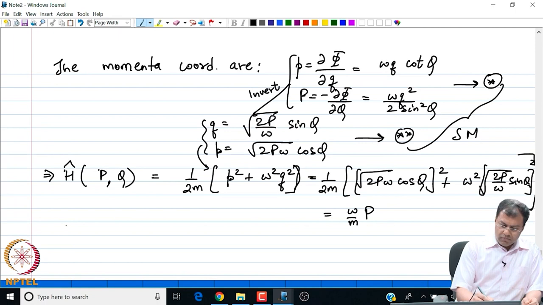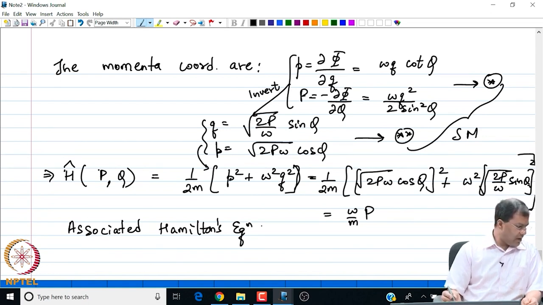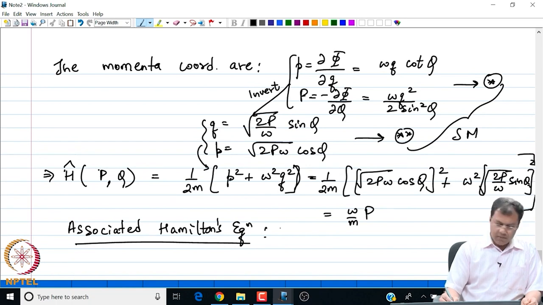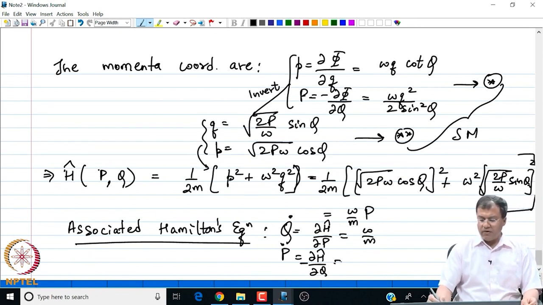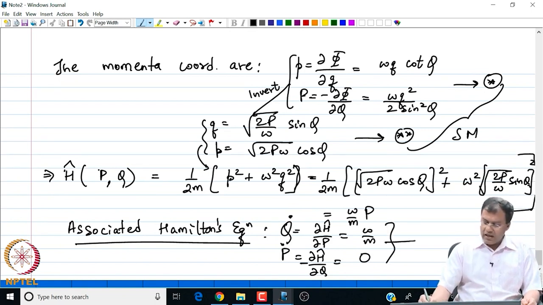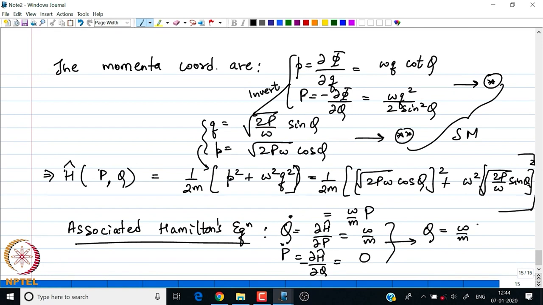So, my Hamilton's equation in this new frame, capital P capital Q, is: Q dot is del H hat del P, and P dot is minus del H hat del Q. From here I get that Q dot is omega by m by the relation that I have just found, and since H hat is independent of Q, I get that P dot is equal to 0. From here I can quickly solve for capital Q, which is omega by m times t plus a constant of integration c1, and capital P is the constant of integration c2.